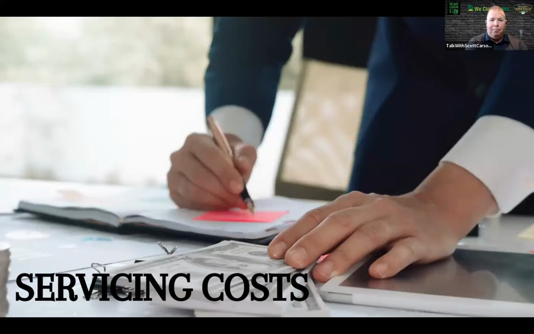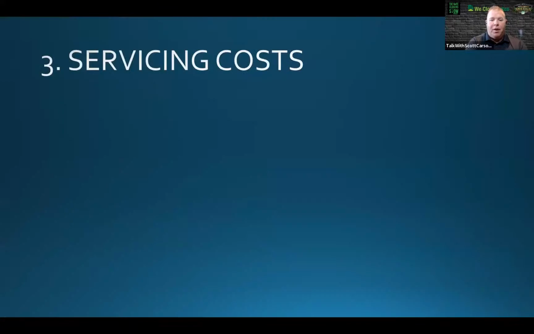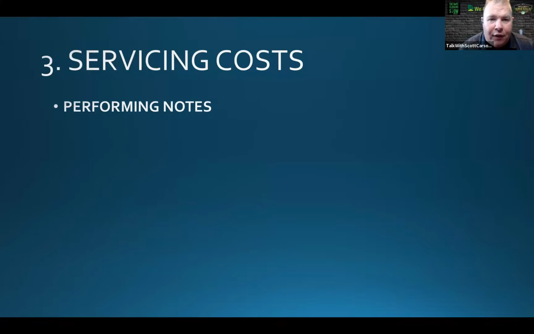Servicing costs are an important thing to keep in mind. This is what everybody's familiar with. They don't realize it's a little bit different. For a performing note, servicing costs would be a whole lot less, maybe $25 a month. If somebody's paying on time, boom, boom, boom. You have your third-party servicing company, and no, you should not be self-servicing notes. Get a third party to do it.